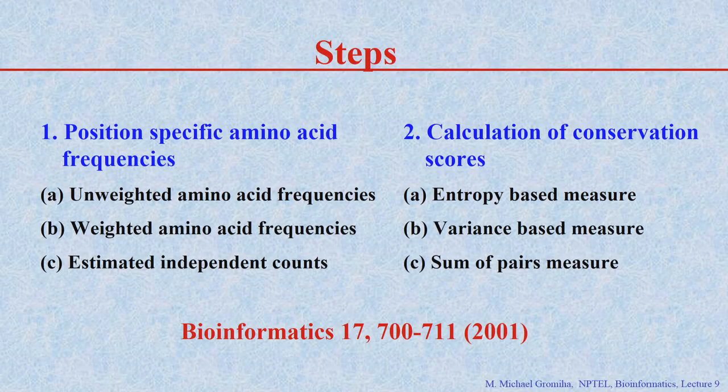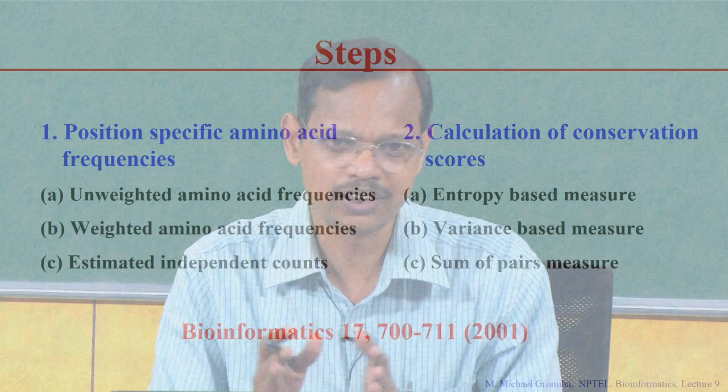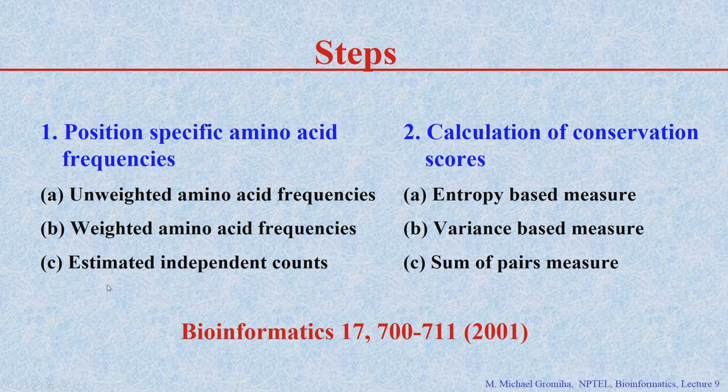This involves 2 different steps. First step, we need to get the amino acid frequencies: at each position, how far each amino acid residue is preferred. And then the second part, we convert these frequencies into scores. There are various ways to get the frequencies as well as the score. I listed 3 different ways to get the frequencies. One is unweighted amino acid frequencies. Here we do not give any weightage; all amino acids are treated the same, all sequences are treated the same.